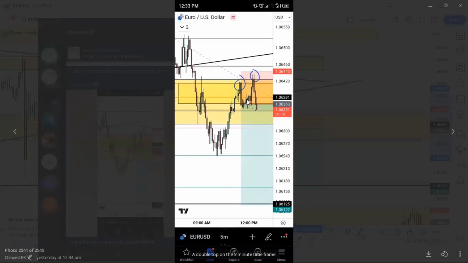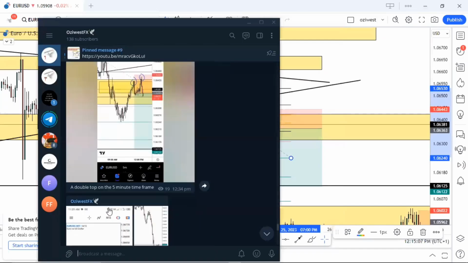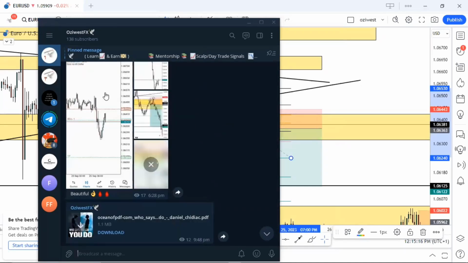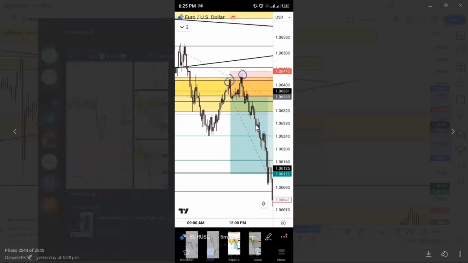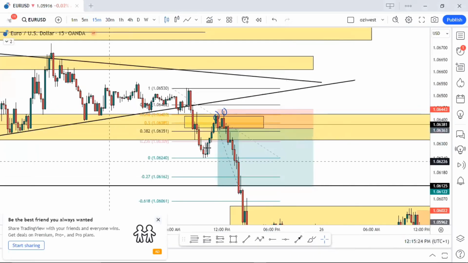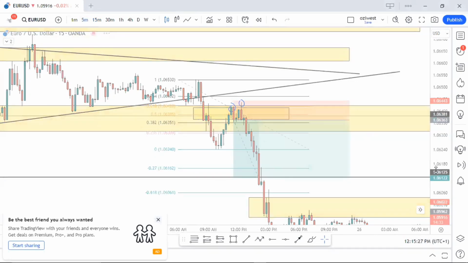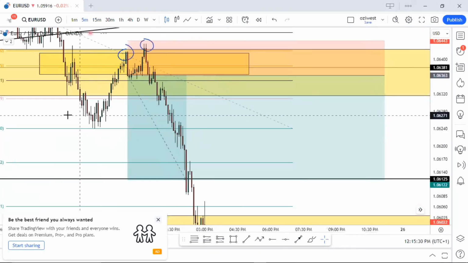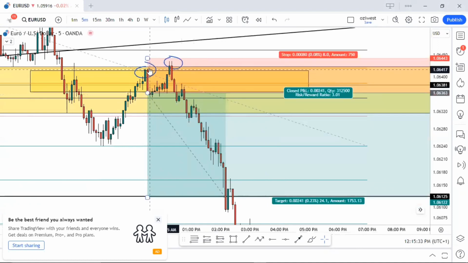We were in drawdown for a couple of minutes, but price just went back up to form a double top. As you can see, price formed a double top, and I said a double top on the 5-minute time frame. So we still held the trade, and the rest was history. Price just kept flooding down, smashing our take profit. So the confirmation for the execution of the trade was this 5-minute bearish engulfing candlestick.